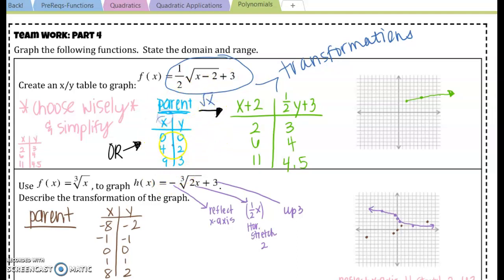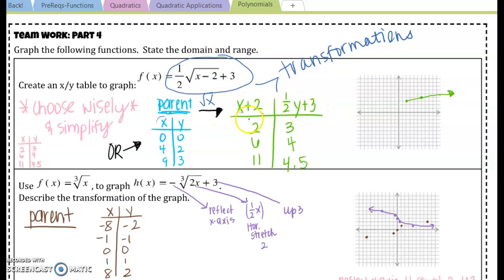Well, parent points would be plug in 0, you get 0. Plug in 4, you get 2. Plug in 9 here, you get 3. Then you just apply the transformations. Since this is a right movement of 2, the only thing that's happening to my x values is I would be adding 2. Since this is a vertical stretch, that multiplies to the y values, and then I add the 3. So this is a y multiplier of 1/2, and then you add 3.